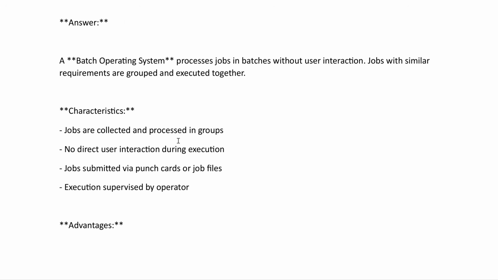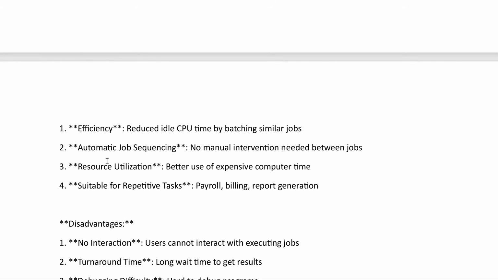The characteristics of batch operating systems are: jobs are collected and processed in groups. There is no direct user interaction during execution. Jobs are submitted via punch cards or job files. Execution is supervised by the operator.